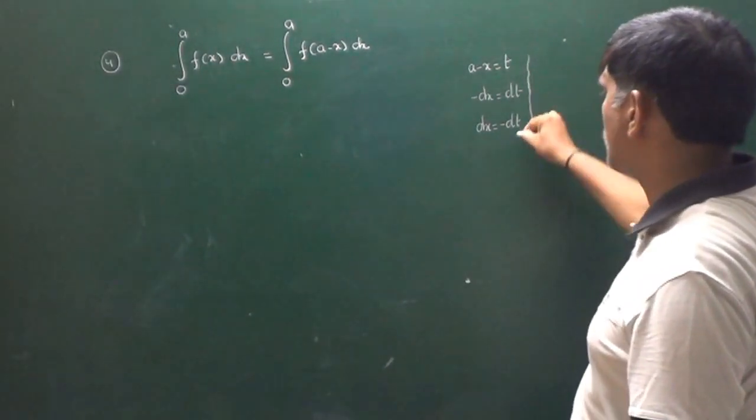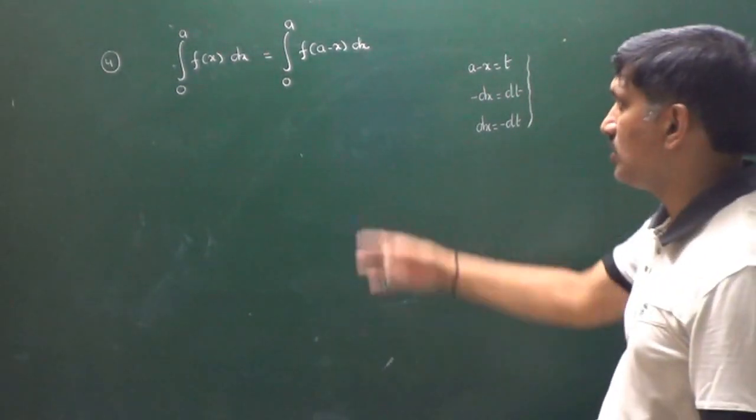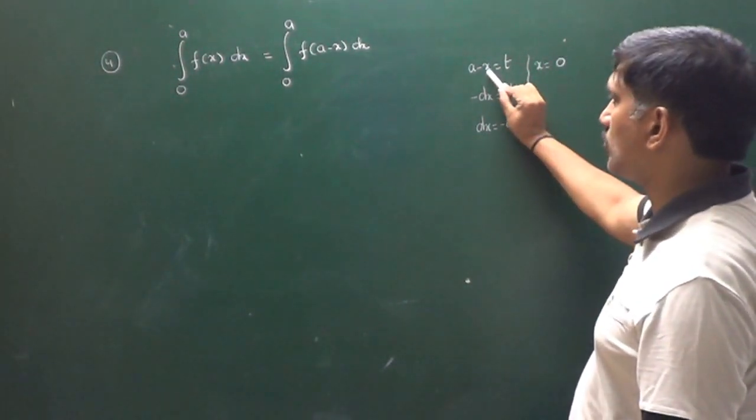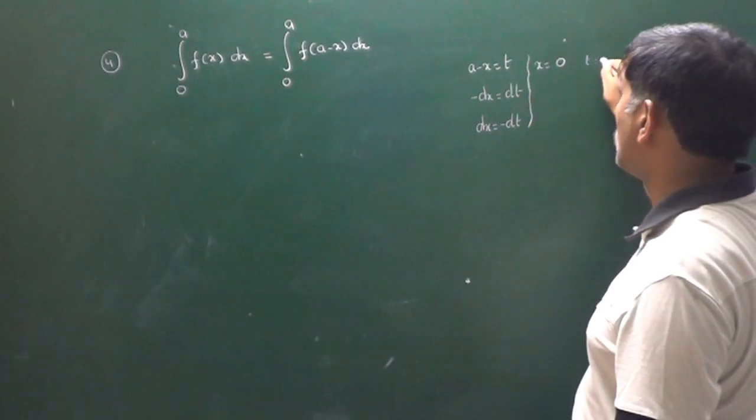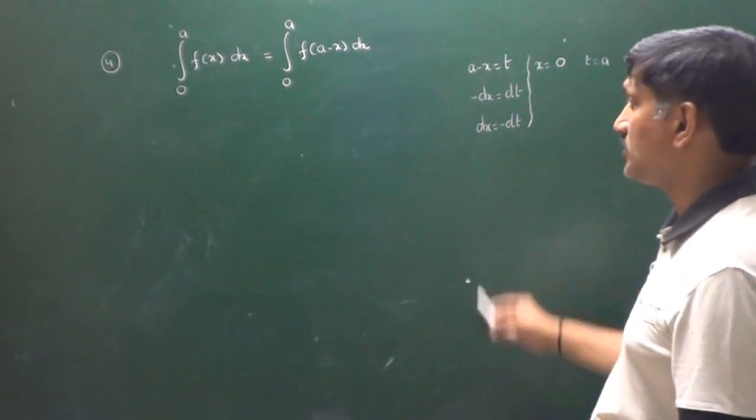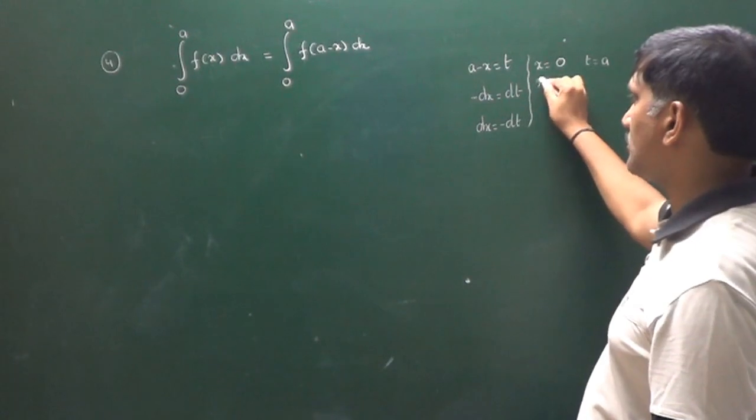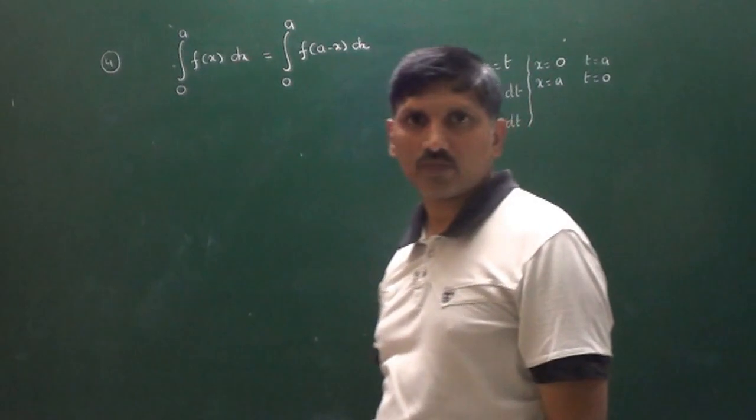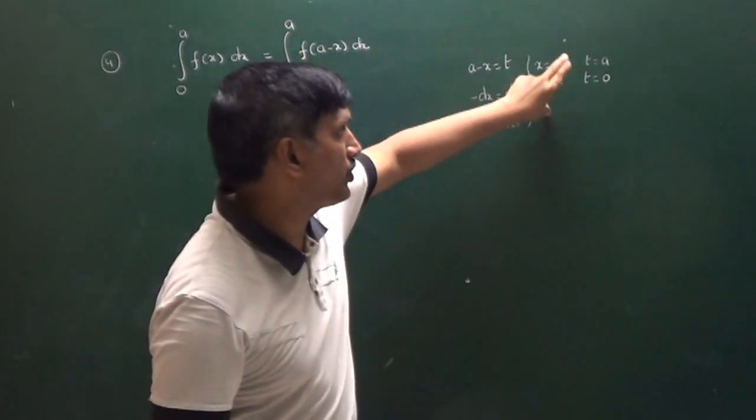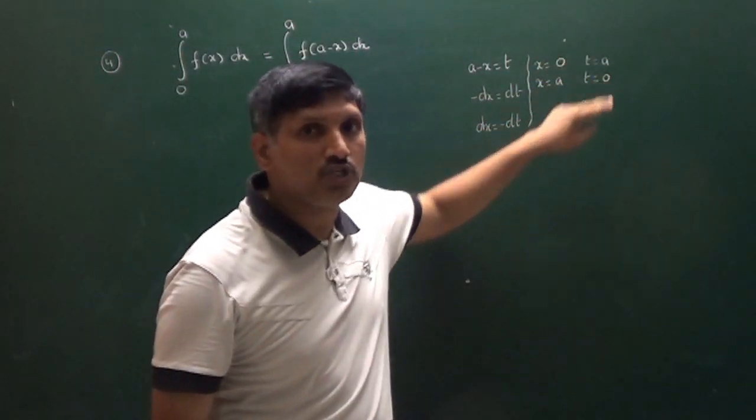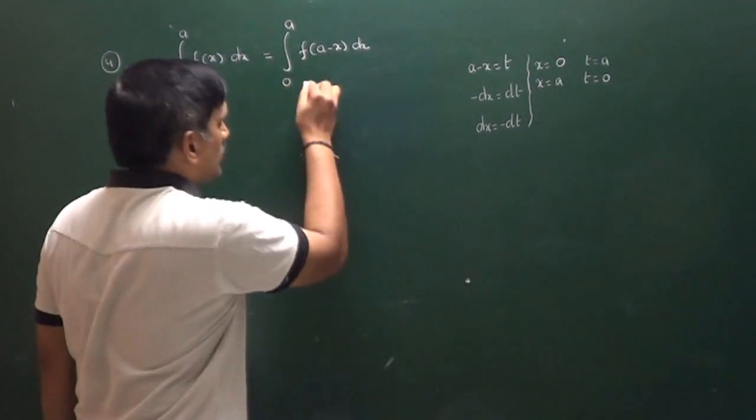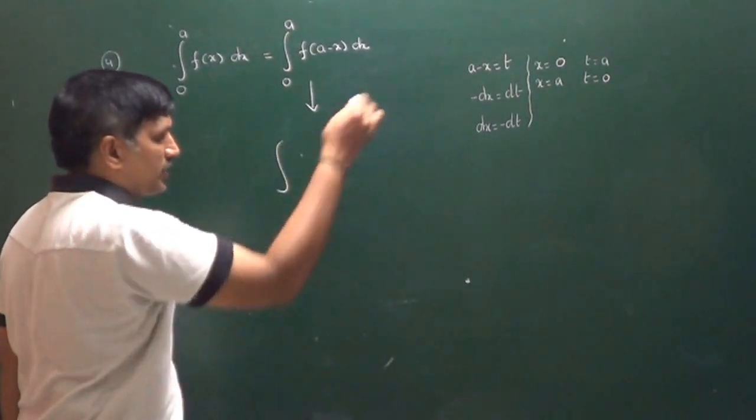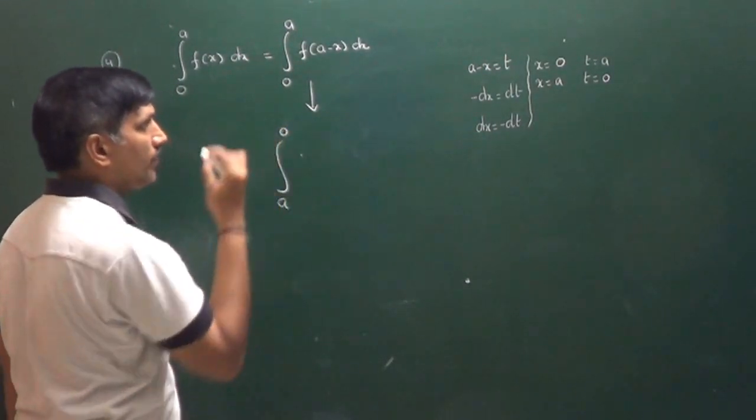Now according to the substitution we have to change the limits. What is the lower limit? x is equal to 0. If you put x is equal to 0, you will get t is equal to a. What is the upper limit? x is equal to a. When x is equal to a, we are getting t is equal to 0. So 0 to a changes as a to 0.